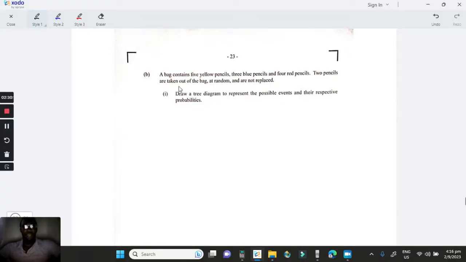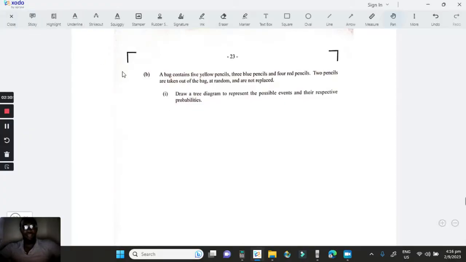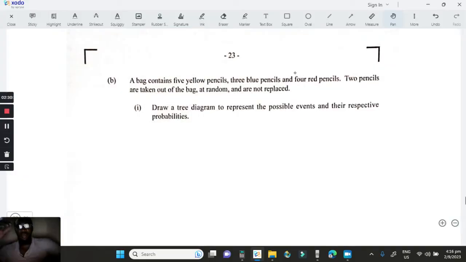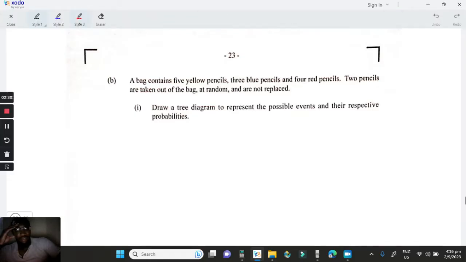Part B. A bag contains 5 yellow pencils, 3 blue pencils, 4 red pencils. 2 pencils are taken out at random and are not replaced. So it's not replaceable. Draw a tree diagram to represent their respective probability. So the first thing is what's in the bag? In the bag, you have yellow. In the bag, you have blue. In the bag, you have red.